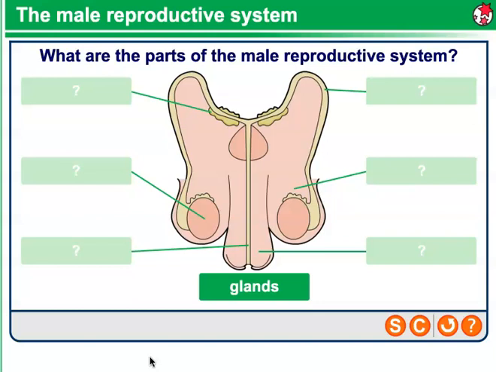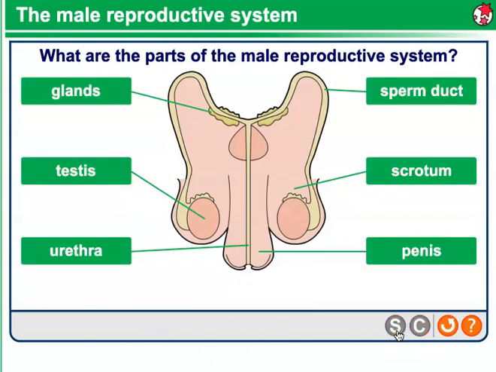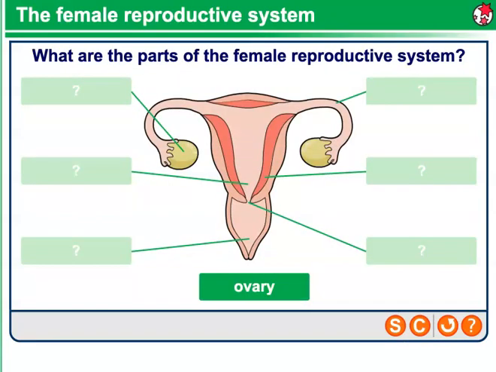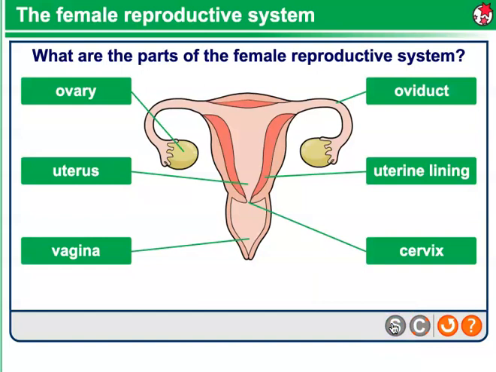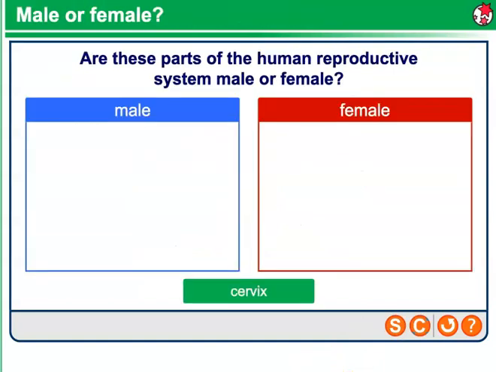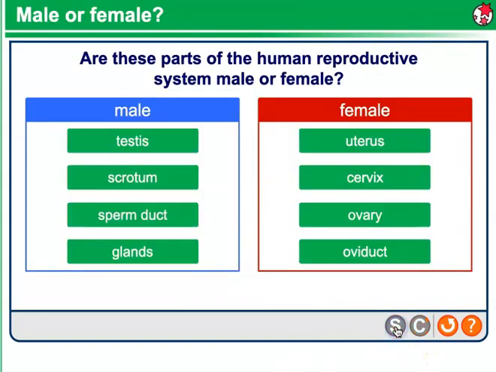The male reproductive system. The parts of the male reproductive system include the sperm duct, the scrotum, the penis, the urethra, the testes, and the glands. The parts of the female reproductive system include the oviduct, the uterine lining, the cervix, the vagina, the uterus, and the ovary. As a review, here are the different portions of both the male and female reproductive systems.